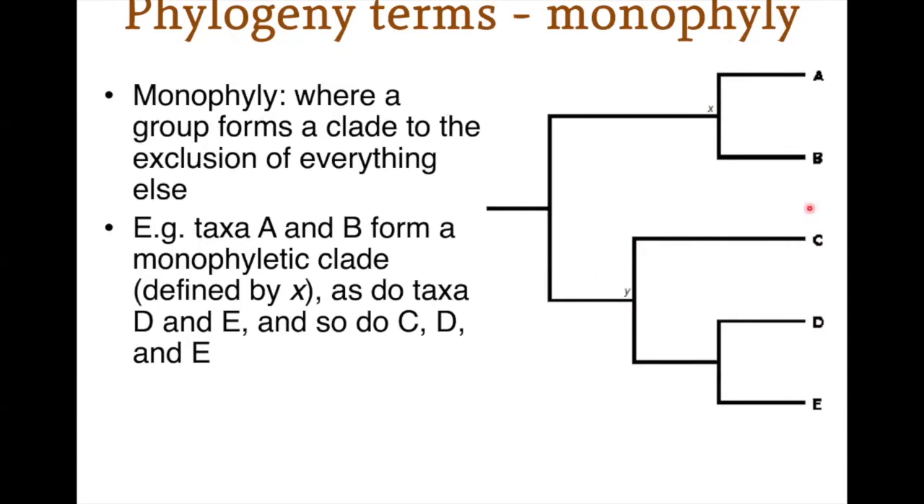But for example, A, B, and C don't form a monophyletic clade because they are not grouped together to the exclusion of D and E in terms of their most recent common ancestor. So the most recent common ancestor of A, B, and C is over here, and that also includes D and E, which have that same most recent common ancestor.